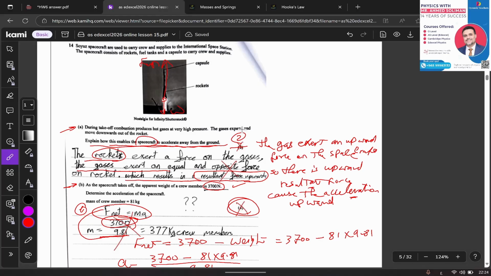When he said in the question, as the spacecraft takes off, the apparent weight of a crew member is 3700 Newton, what did he mention? The upward force, the thrust force from the rocket due to pushing the gas downward. Okay, sir.